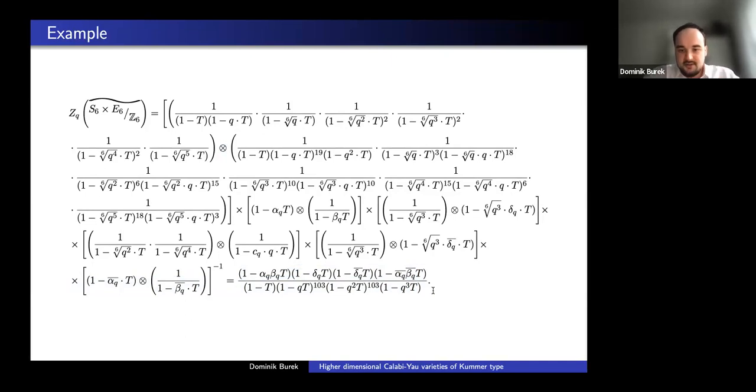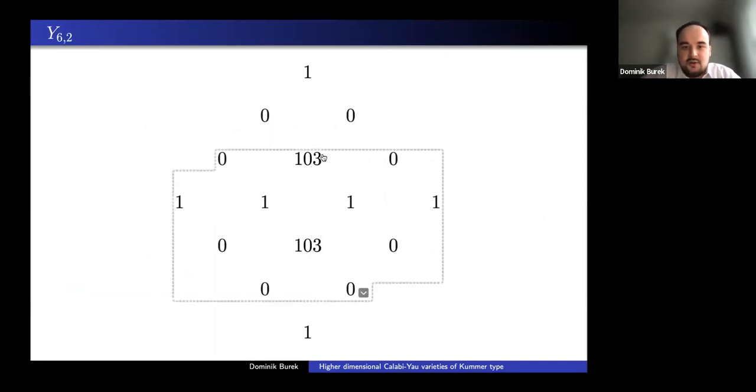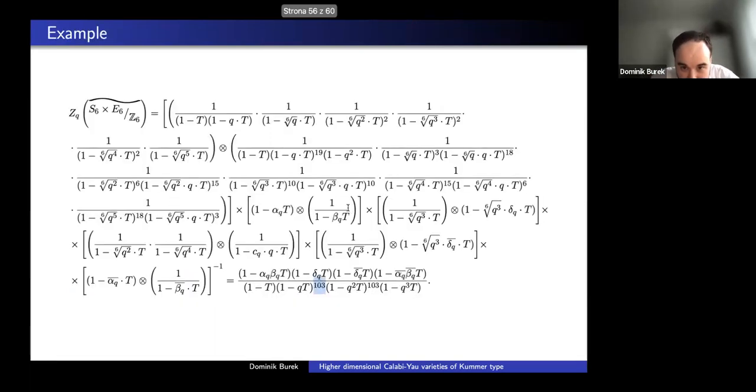What I wanted to stress also, as probably you remember, if not, I will recall, is the Hodge diamond of that variety, S6 times E6 over Z6. It looks like this. So we have h^{1,1} equal to 103, and here we have the degree 103 also. So we can see this interplay between a lot of data and numerical things attached to these varieties and these zeta functions. So it can be computed explicitly.